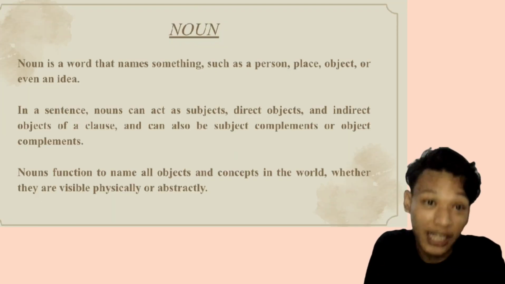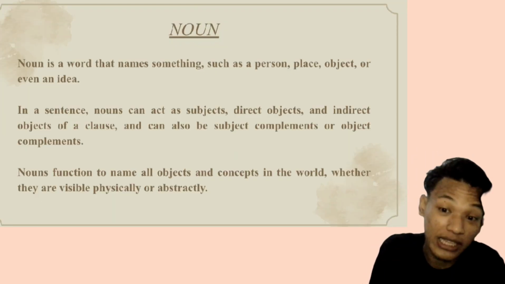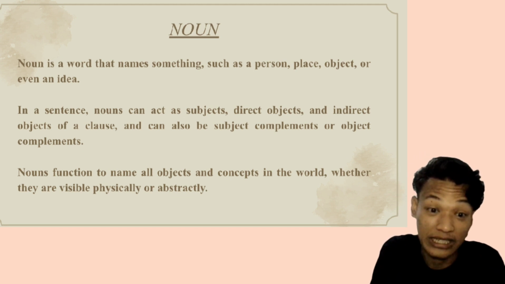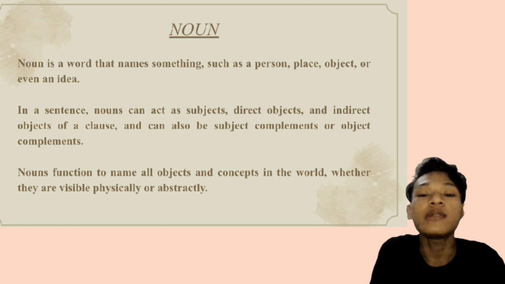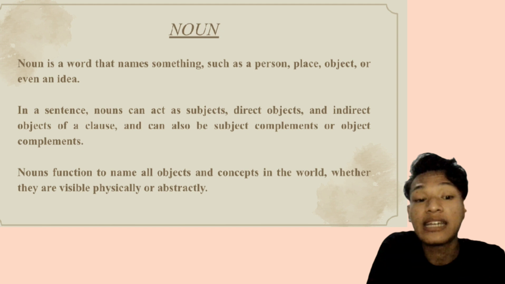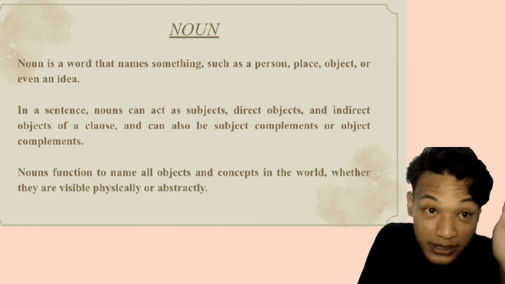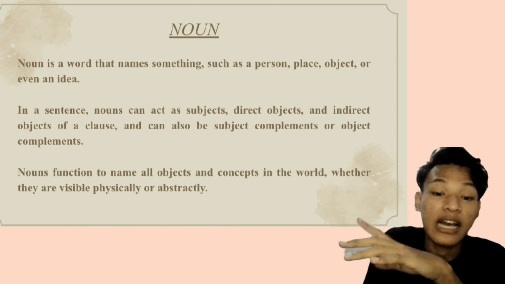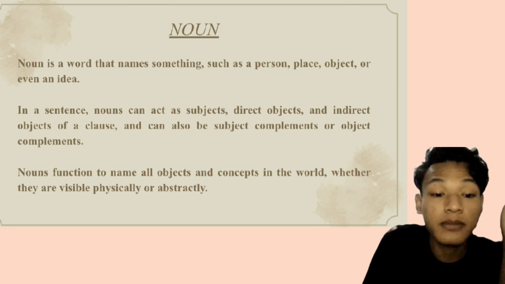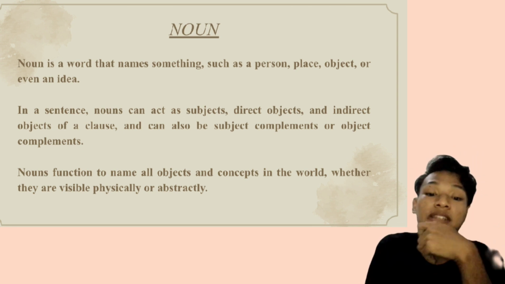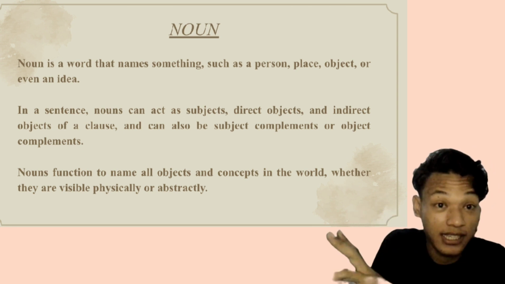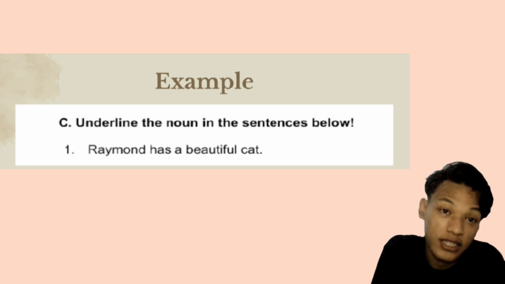Here I will explain about noun. Noun is a word that names something, such as person, place, object, or even an idea. In a sentence, nouns can act as subject complement or object complement. The function of noun are the name of object and concept in the world, whether they are visible physically or abstractly. Okay, for the example, let's look question number 1.